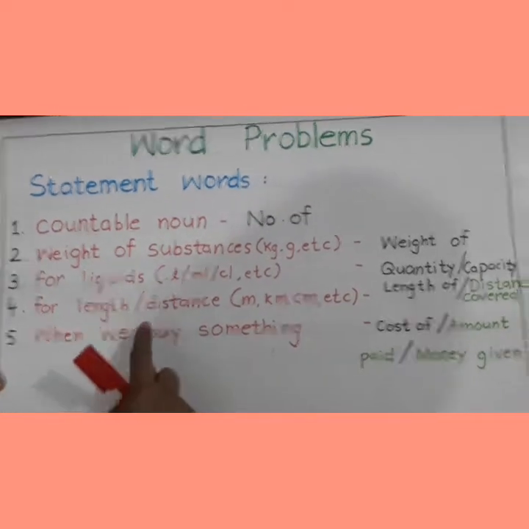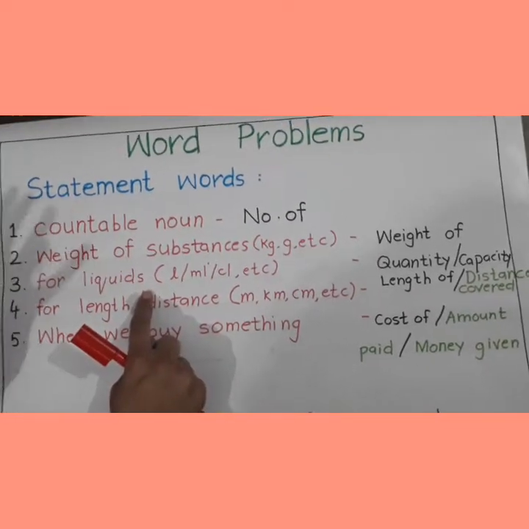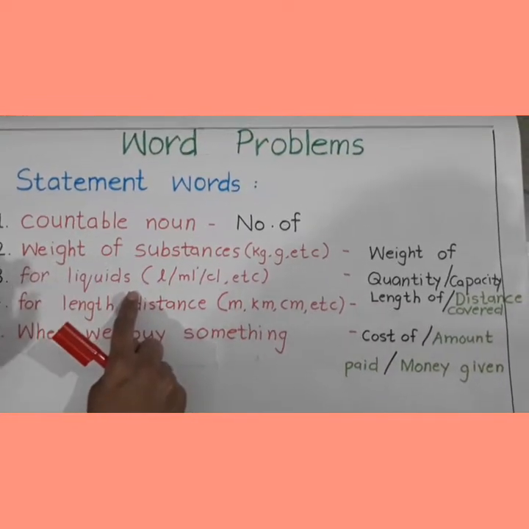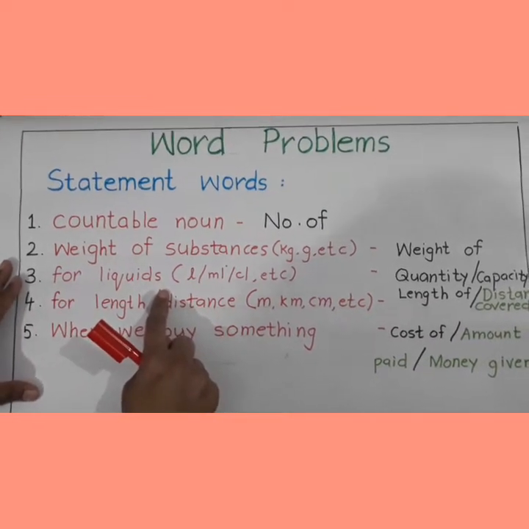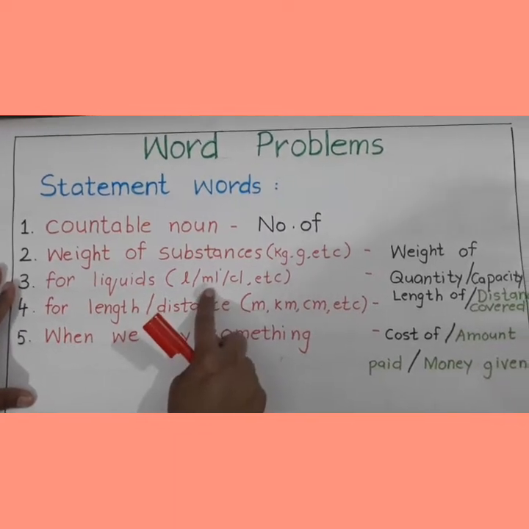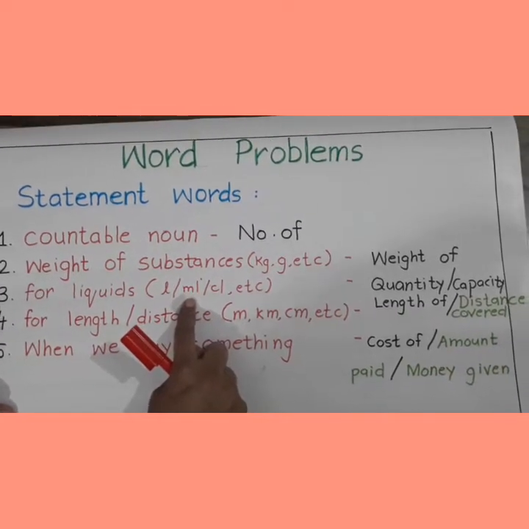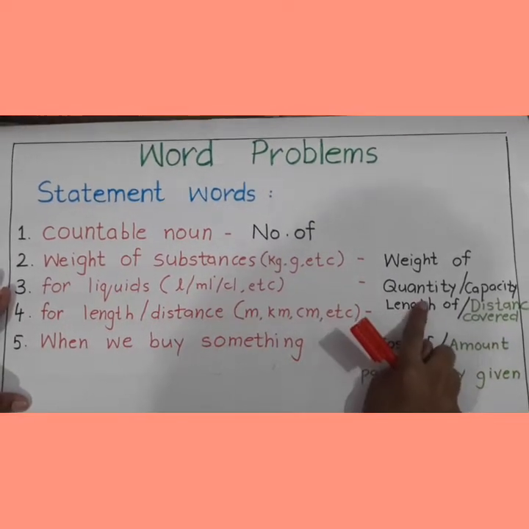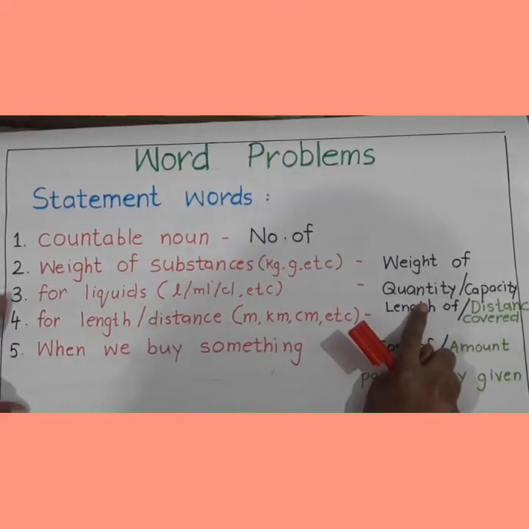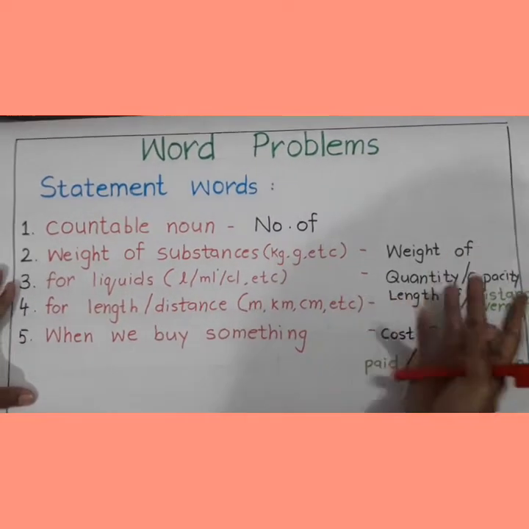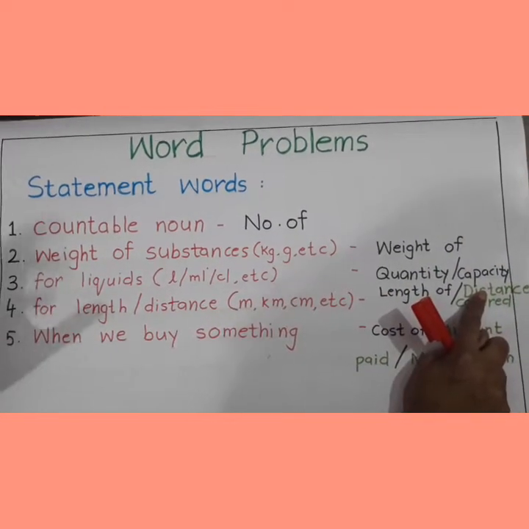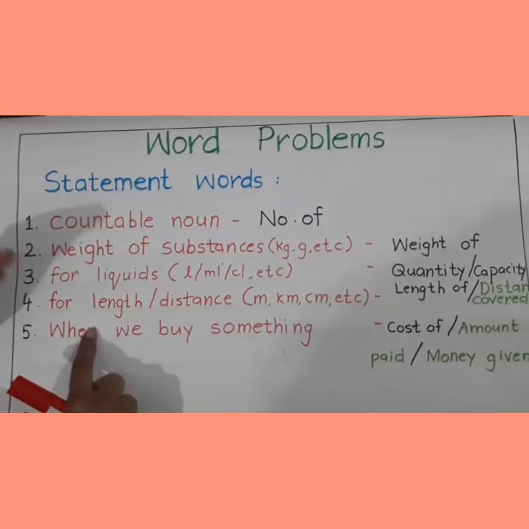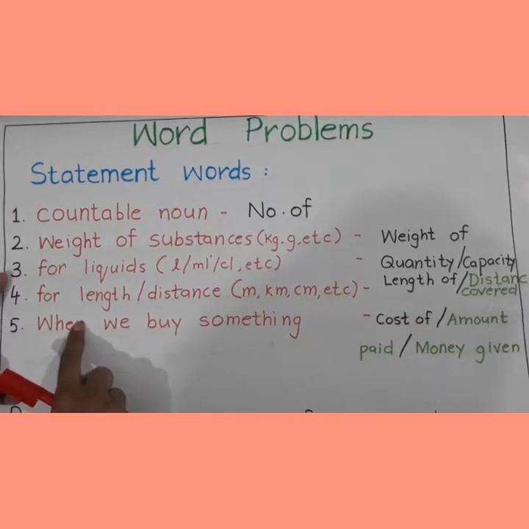Are you getting it? But at the same time, if you are buying liquids, for example water or milk, in that case you will not start the statement with liter of milk bought, liter of water bought. In that case, we always start the statement with quantity of liquid bought or the capacity of the container in which we are keeping. Are you getting it?